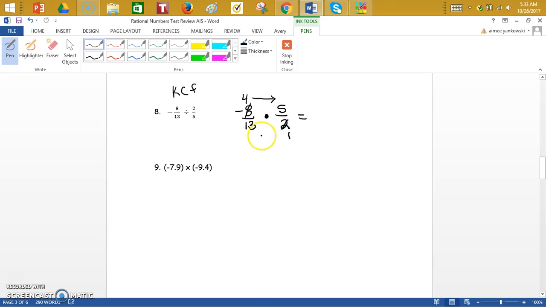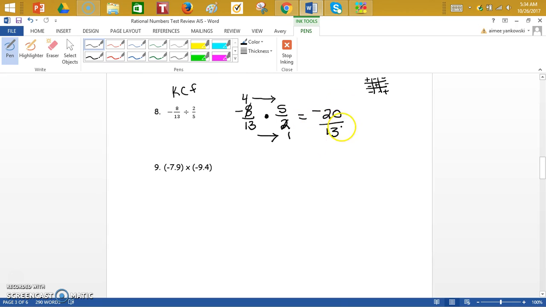Then I'm going to multiply straight across the top, straight across the bottom. Negative times a positive is a negative. Use your little hashtag for multiplying and dividing. And we see a negative times a positive is a negative. 4 times 5 is 20. 13 times 1 is 13.